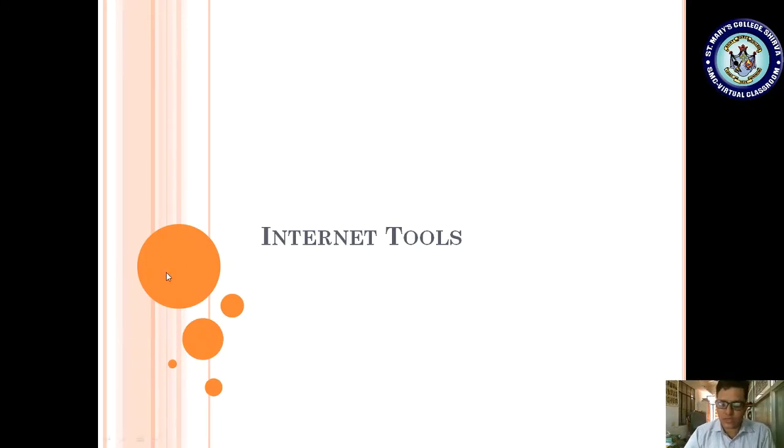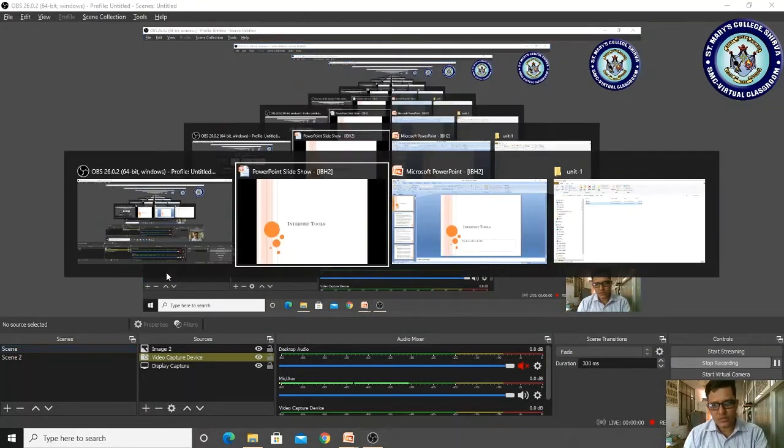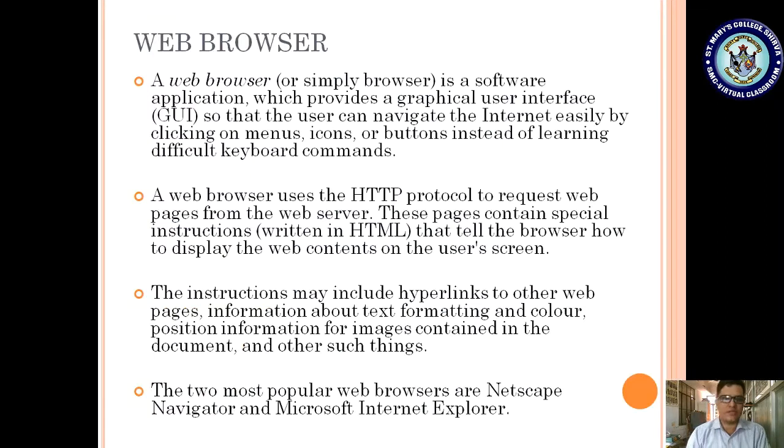Today we are going to be learning chapter 2 in unit 1, that is internet tools. Let us see what are the tools available to access the internet. We are going to be learning those concepts in this chapter. Let us see, the first tool is the web browser. What is a web browser?